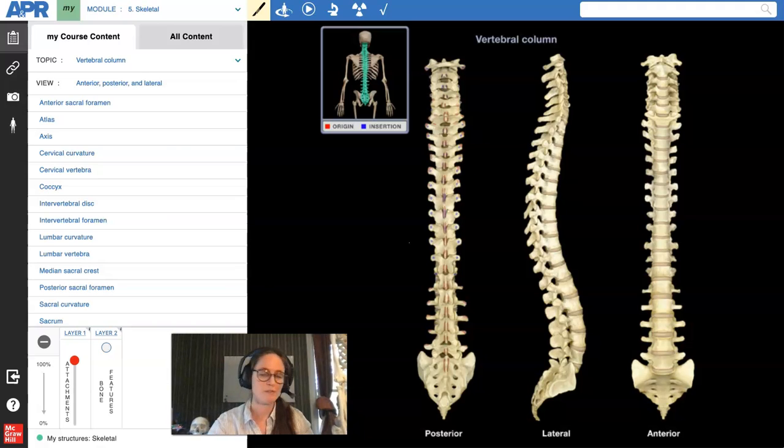This video is bones of the vertebral column and associated bony regions and structures. We'll start with the vertebral column as a whole.